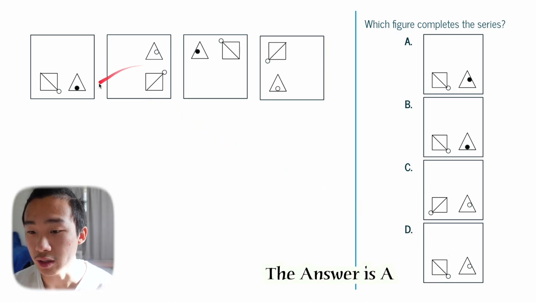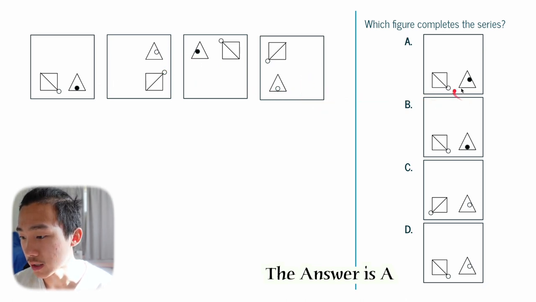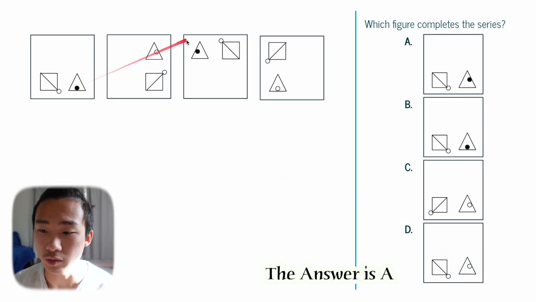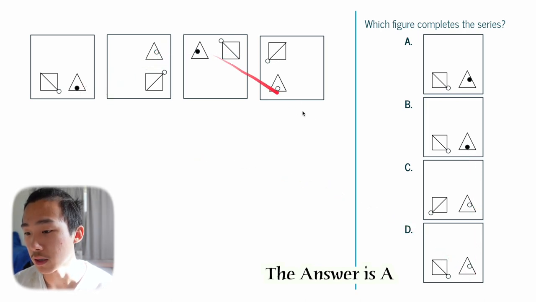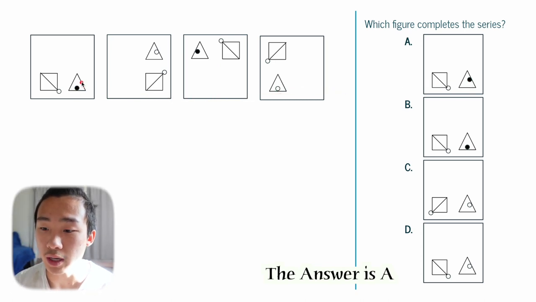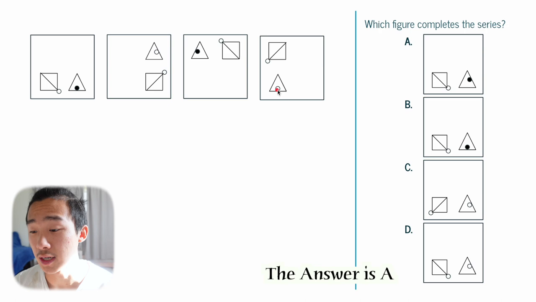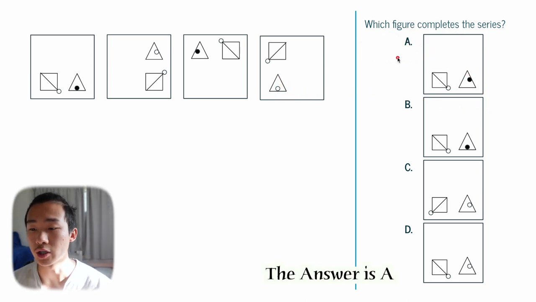And now we look at the triangle. Triangle goes here, here, here, here, here, so it's going to be on the right. So all of them are correct. When you look at the ball now, it goes black, white, black, white, black, so that excludes option D. So A and B now, so is it at the bottom or is it here? If you look at it, every single time it changes its position to a different side, so bottom, right, left, bottom. So the next in line is going to be on the right side, which is over here, so the answer is option A.